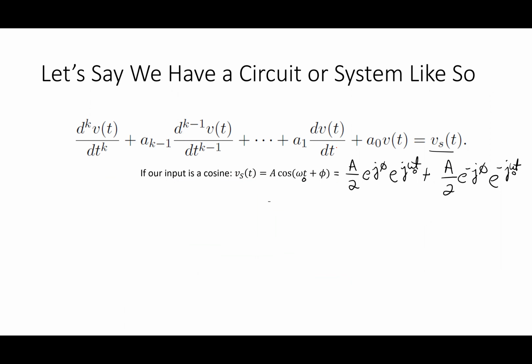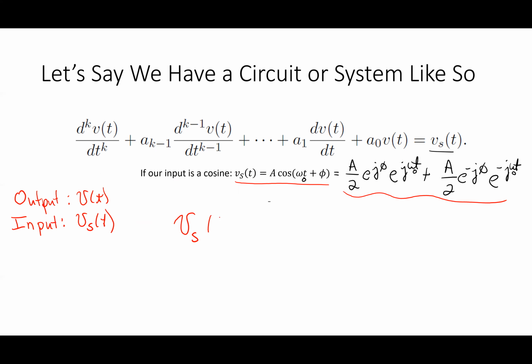So basically, in general, the concept we have is something like this, right? So if I've got this picture here, I've got a differential equation that in this case, my output is V of t. My input is Vs of t. And what I said last time is if my input is a cosine like this, I can express it like this. What do I know about the output? V of t. If this is my input, Vs of t, what do I know the output's going to look like? Has the same form as my input.